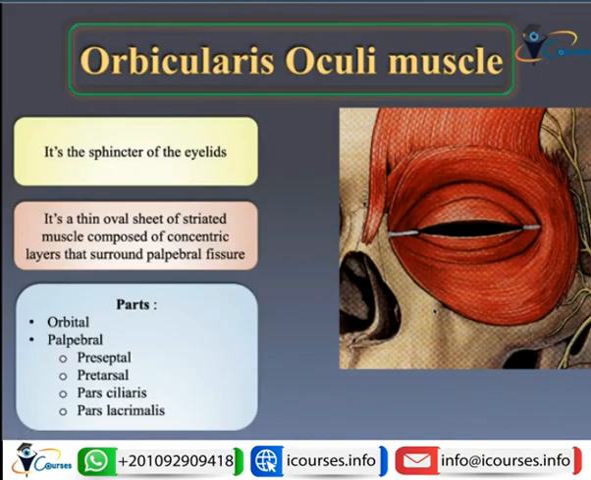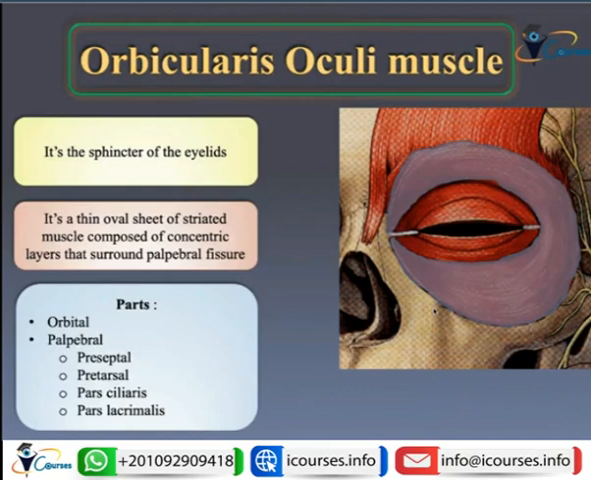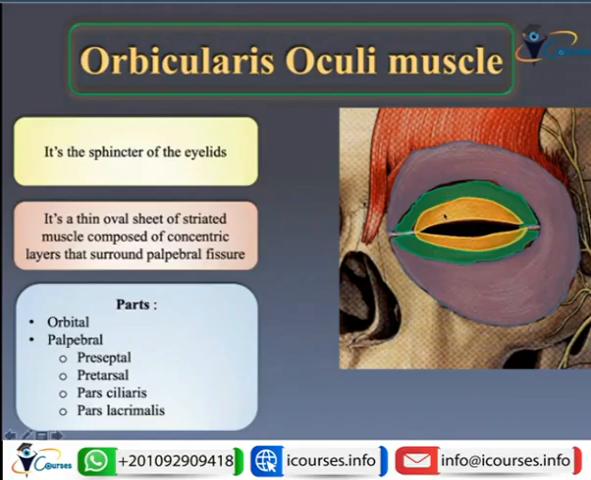The outermost part is called the orbital orbicularis oculi, which is related to the orbital margin. Then going more inward, there will be the palpebral part, and the palpebral part is divided into the preseptal part of the palpebral orbicularis oculi, which is the part in front of the orbital septum, and the pretarsal palpebral orbicularis oculi, which is the part in front of the tarsus.